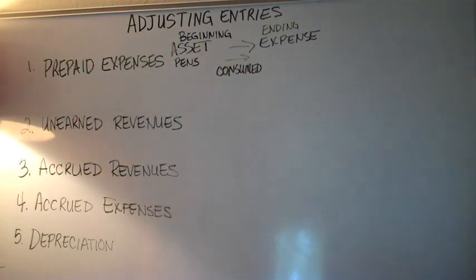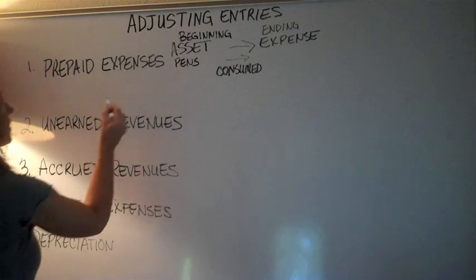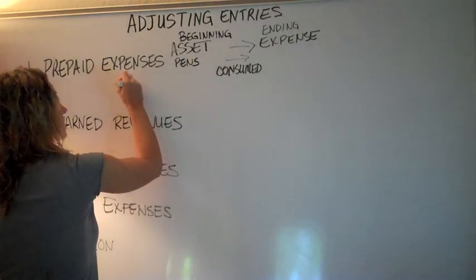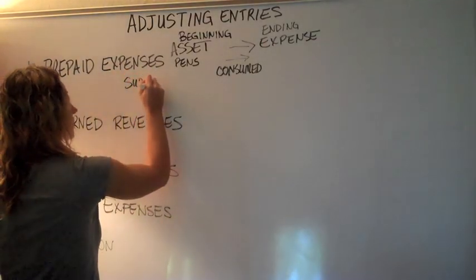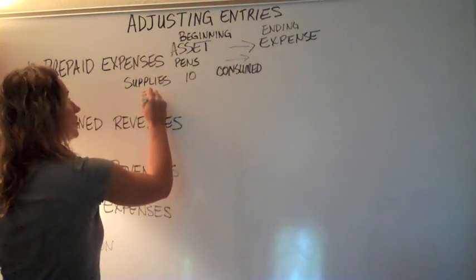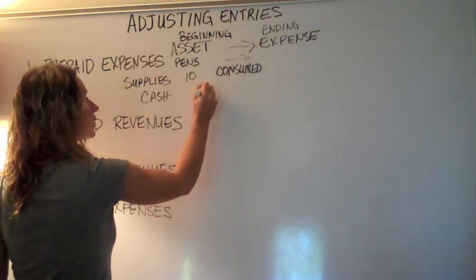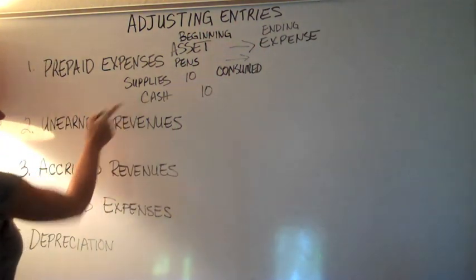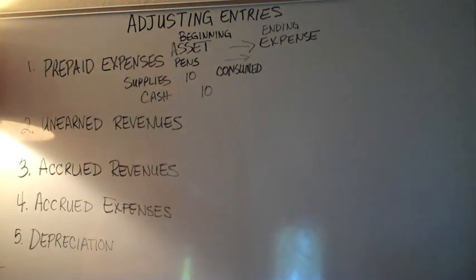So whenever you first buy pens and pencils for a semester, it's an asset. After the end of the semester and you've used all of those, it becomes an expense. So an example of an adjusting entry, we would have first recorded this as supplies for $10, and then we purchased it with cash. Both the supply and the cash account are classified as an asset.